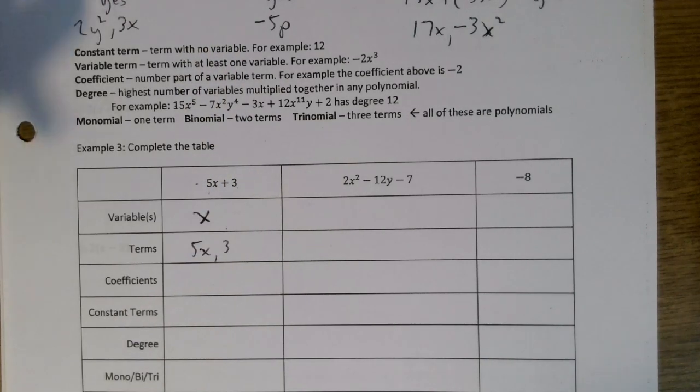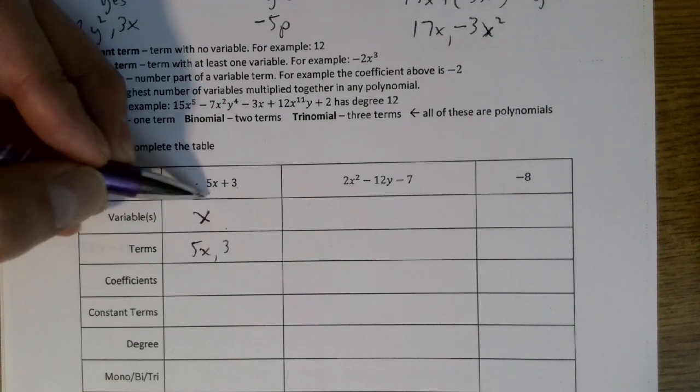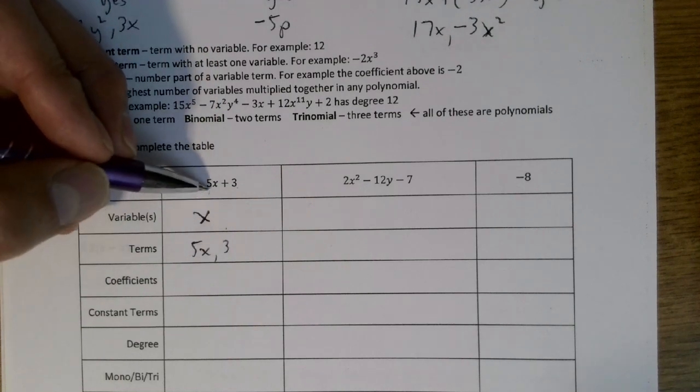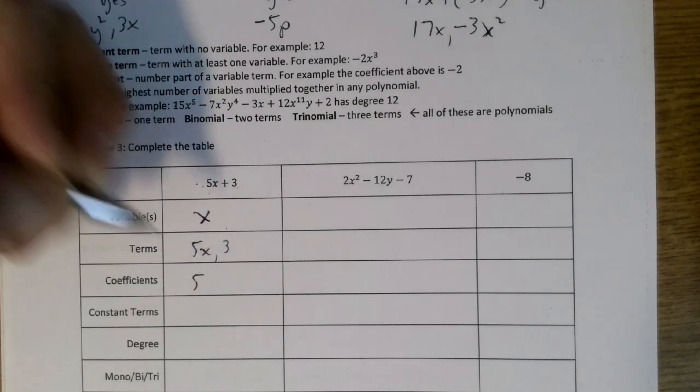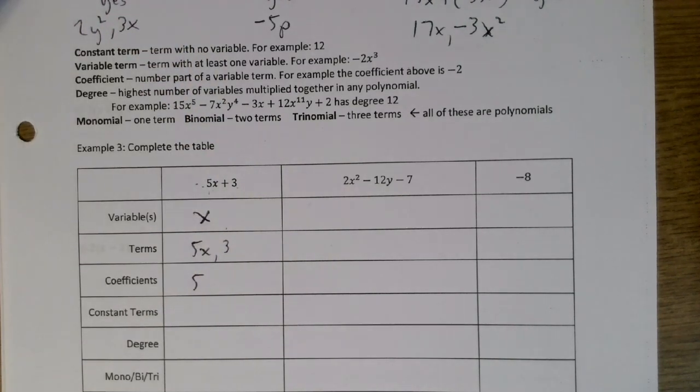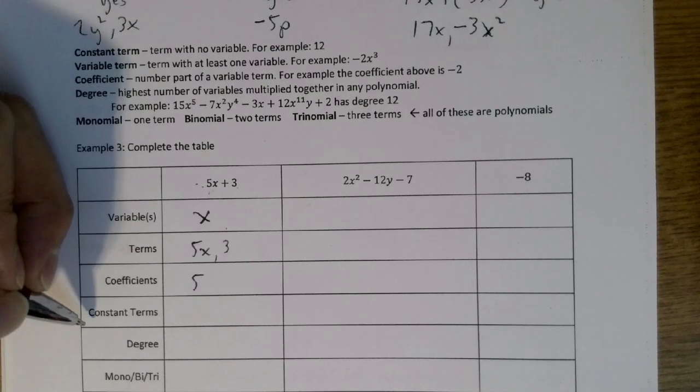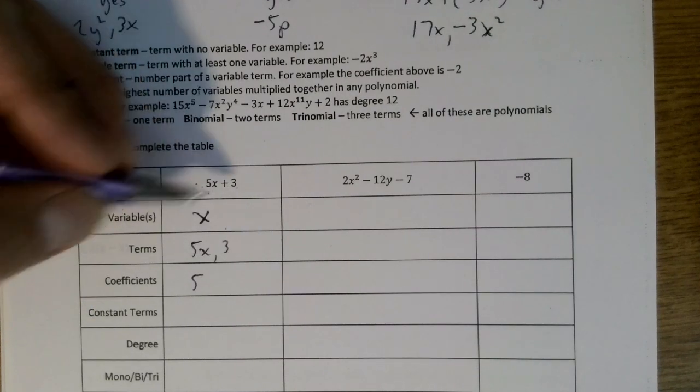Okay, coefficient. A coefficient is the number part of a variable term. And a variable term is a term with a variable in it. So basically, we're only looking at 5x, because that's the only variable term. And then the number part of that is 5. So we've only got one coefficient here, 5. Constant term. Constant term is a term without a variable. So in this case, 3.